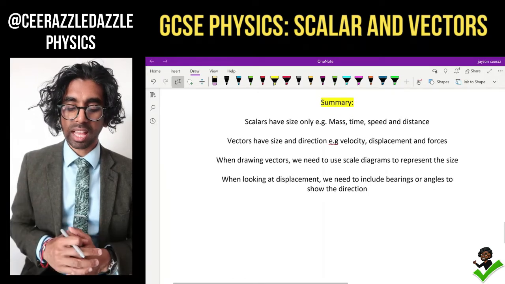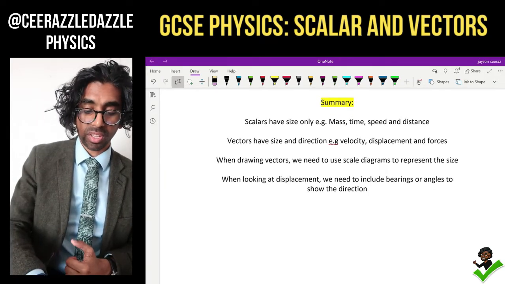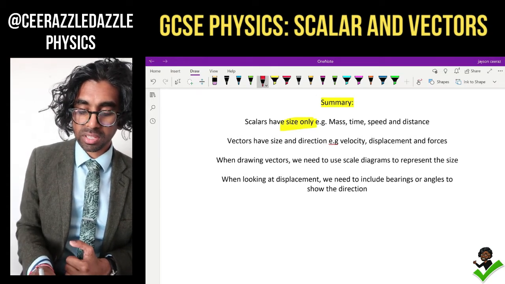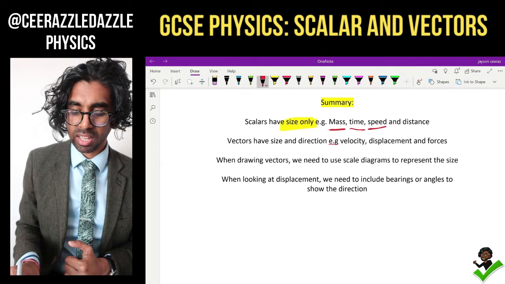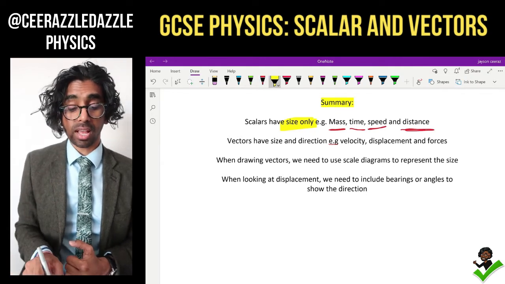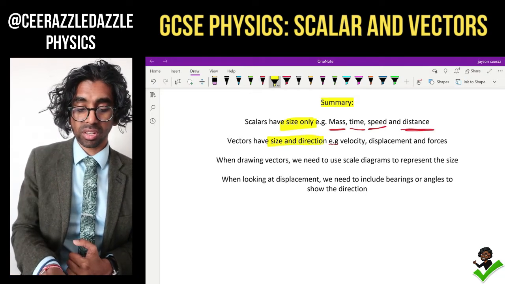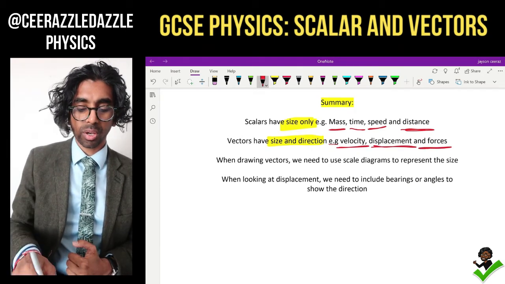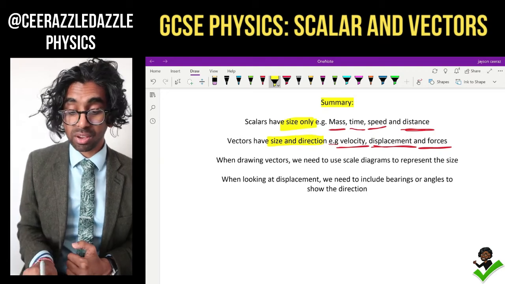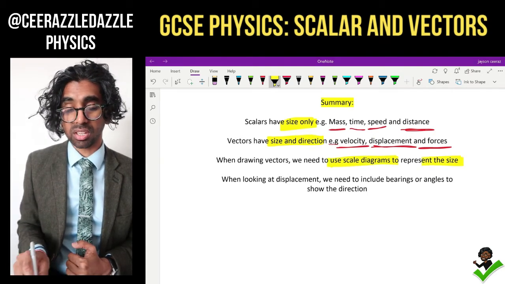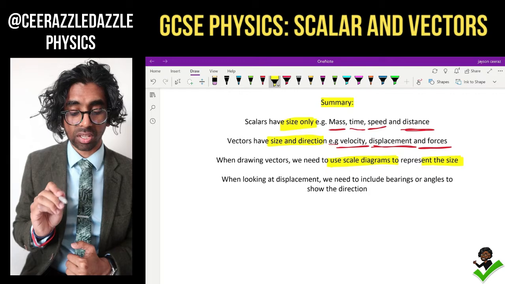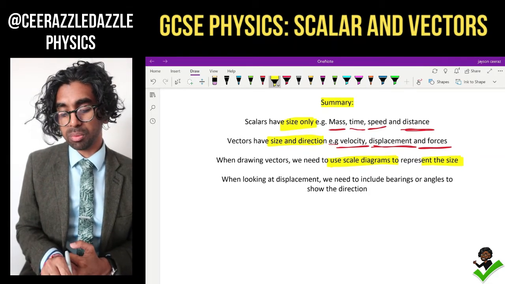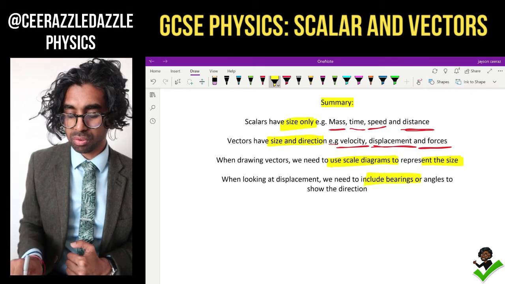Next of all, summary. So scalars have size only. Yeah, we did that at the start of today's lesson. Some examples are mass, time, speed, and distance. Vectors have a size and direction. For example, velocity, displacement, and forces. When drawing vectors, we need to use scale diagrams to represent the size. When looking at displacement, we need to include bearings or angles to show the direction.